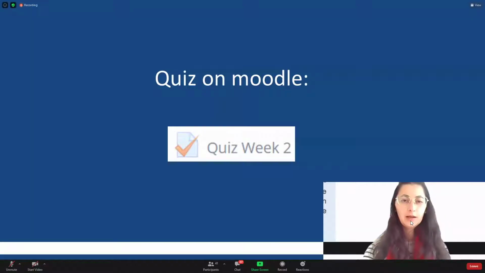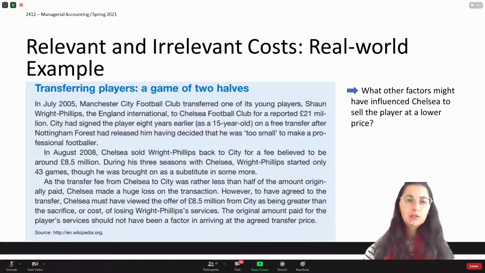Let's continue now with this example. We have here a real world example when we talk about relevant costs and irrelevant costs. We will read this together, and then I want you to think about the question that we have there on the right.